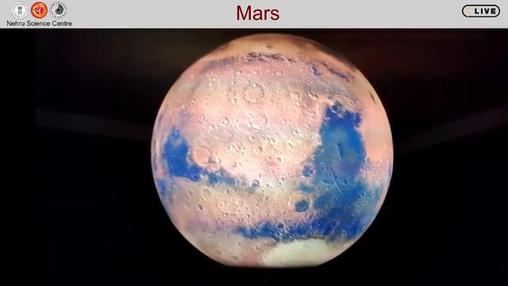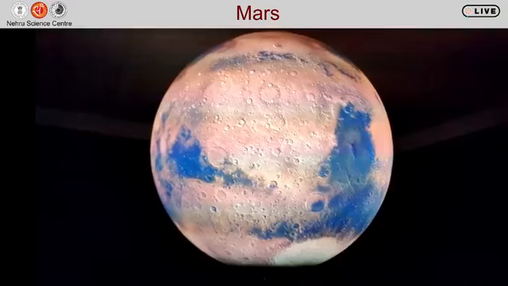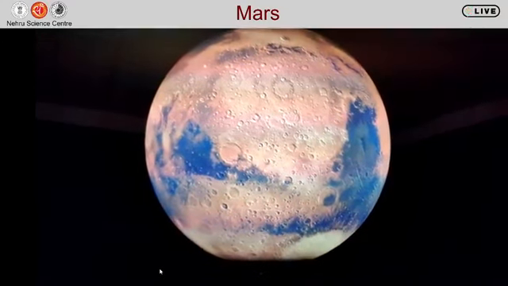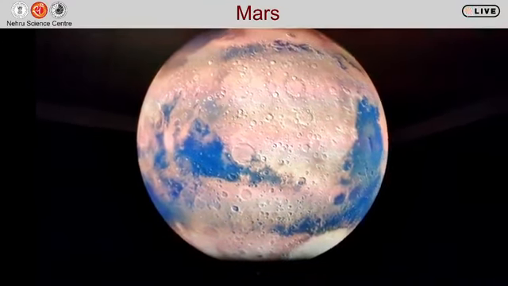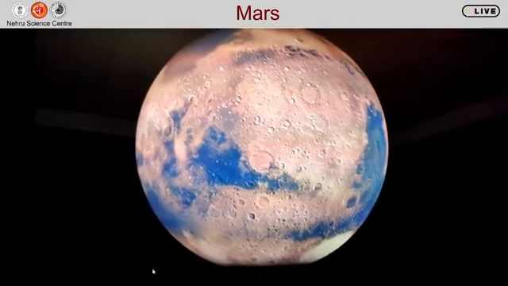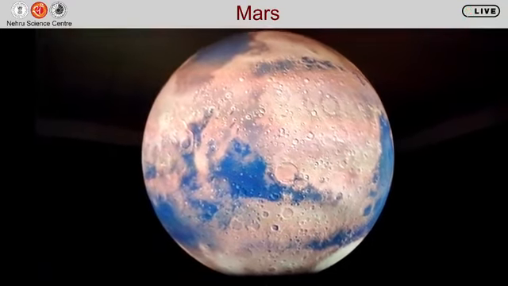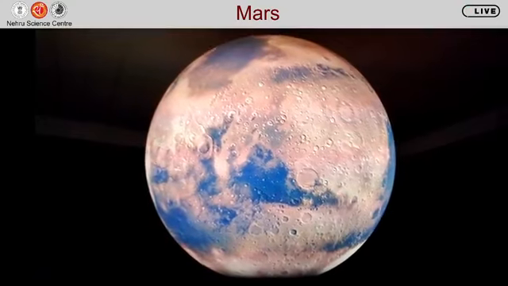This is the view that you will usually see when you come to Science on a Sphere. You can see the Mars surface. It's a marvelous view where you can see each and every detail.